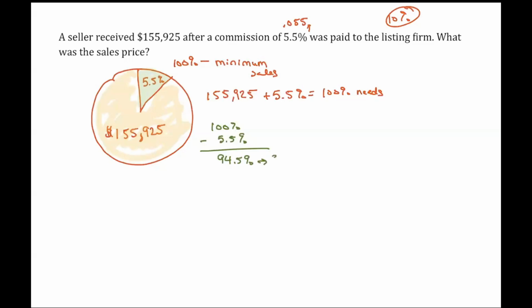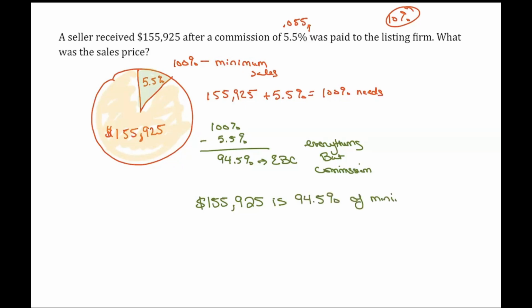So 94.5%, I call the EBC because I say that number is everything but the commission. Everything he needs, that 155,925, plus he needs a commission. So that 155,925 is the EBC, or the everything but commission. So what we know is $155,925 is not 100% of what this seller needs. That is 94.5% of the minimum sales price.